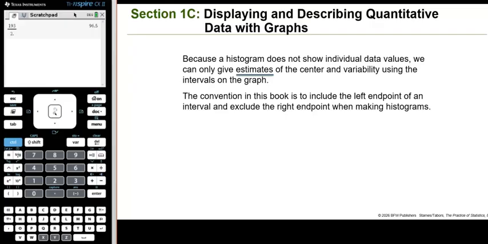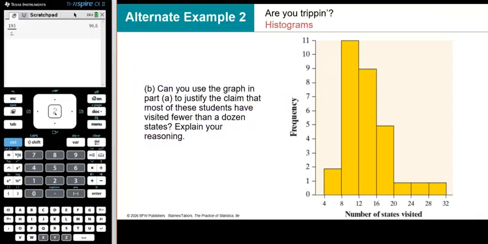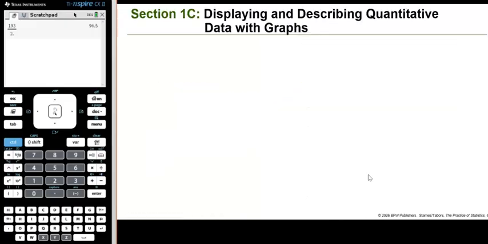This book includes the left end as an endpoint and not the right end. So in other words, when you read this 4 through 8, that would be read as 4 including 4, but not including 8. The next bar would be including 8. 8s go in the second bar, but not including 12. Any 12s would go in the third bar because it includes 12, but not 16, etc.